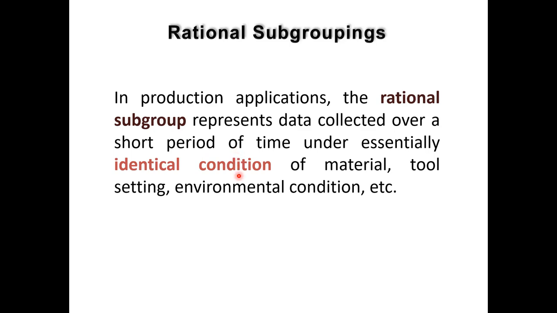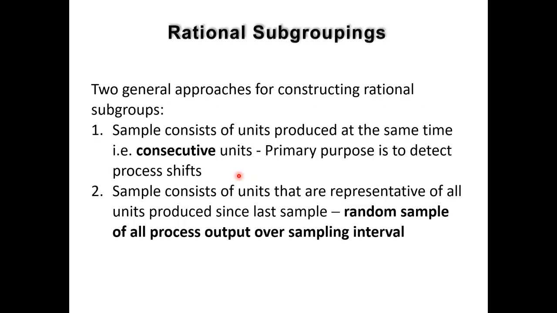So remember, if you were to select a group of observations for a sample, it has to be done in sequence. There are two general approaches for constructing a rational subgroup. The first one: the sample consists of units produced at the same time, exactly consecutive units. Again, as I mentioned just now, it is consecutive units being produced. The primary purpose is to detect process shift. So this is one approach.